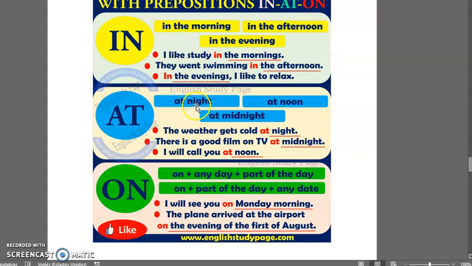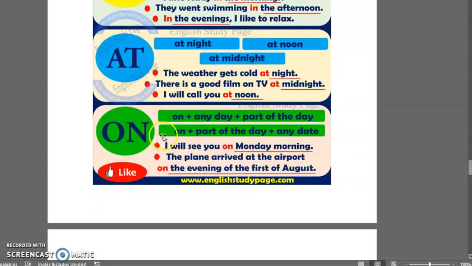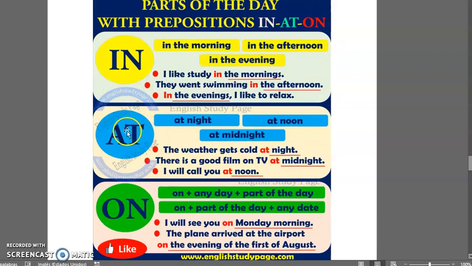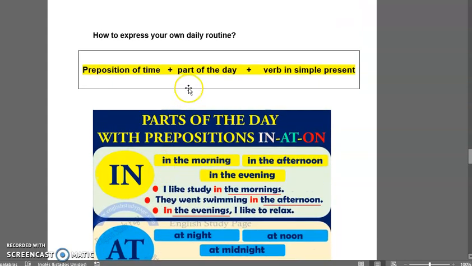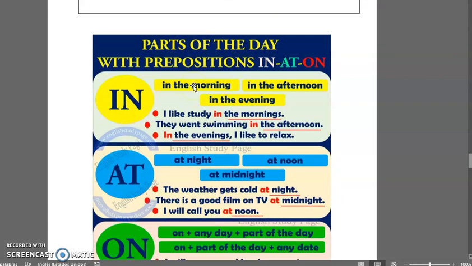If we are referring to something that happened at 9, noon, or midnight, we use the preposition at. If we are describing something that happened any day or at some part of the day, we use the preposition on. Example, I will see you on Monday morning, okay? We need these three prepositions of time to start describing our daily routine.